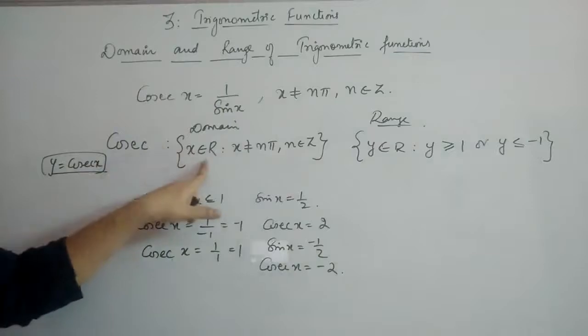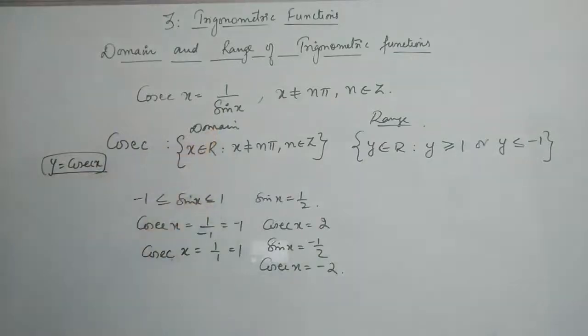So you have your cosec function's domain as the set of all those x in R such that x is not equal to n pi where n belongs to Z, and the range is the set of all y in R such that y is either greater than or equal to 1 or y is less than or equal to minus 1. Is it clear?